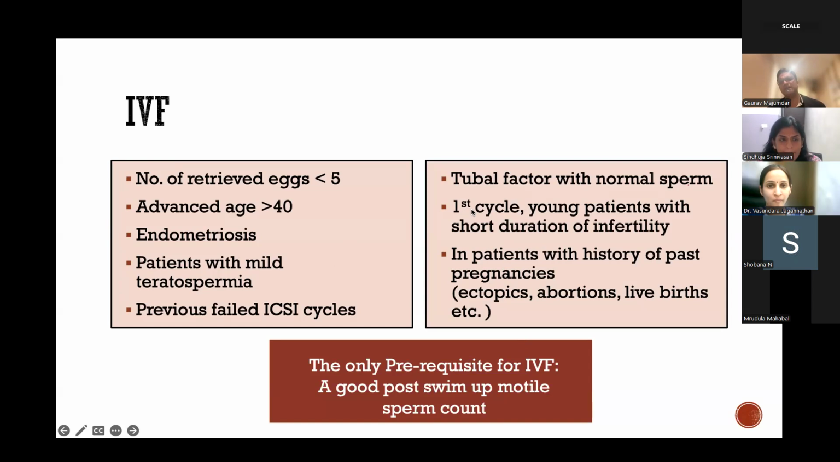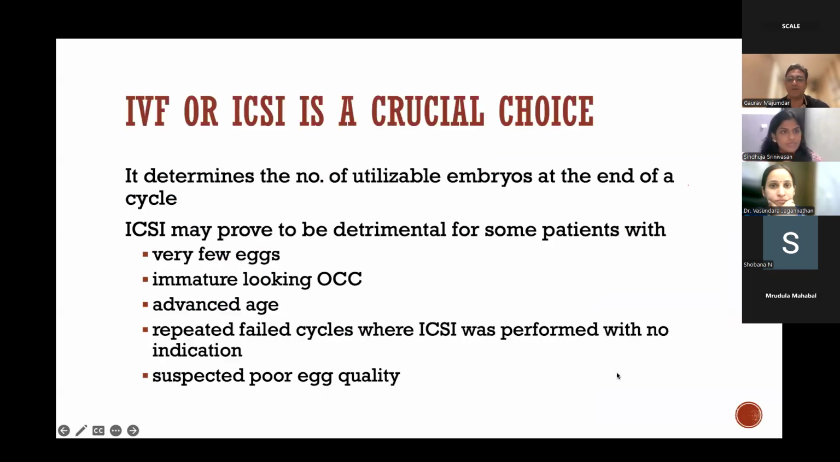So all other cases, especially first cycle, young patients with short duration of infertility, they all do really well with IVF. Tubal factors with normozoospermia, previous failed ICSI cycles. A patient has been going through two, three cycles, every time going through non-indicated ICSI, where they have great sperm. And the same complaint: poor embryos, poor embryos, poor embryos, no blastocysts. And then we say, okay, then why are we doing ICSI? Let's just do a conventional insemination and see what can go wrong. And then we see diametrically opposite results with conventional IVF. And the only prerequisite for IVF is a good post-wash, swim-up motile sperm count. That is the only prerequisite.